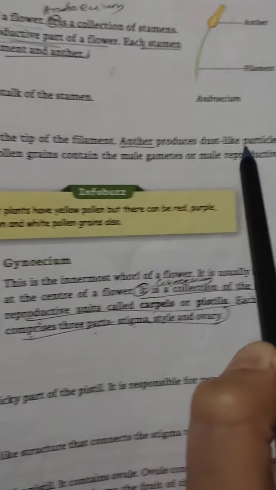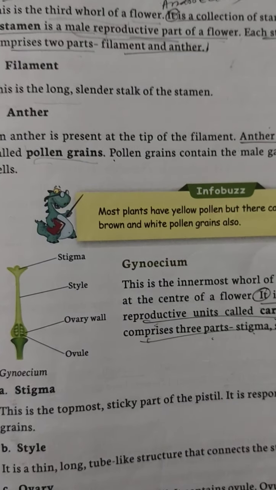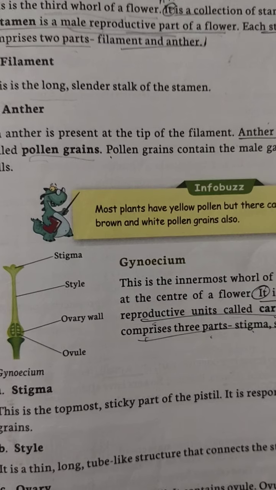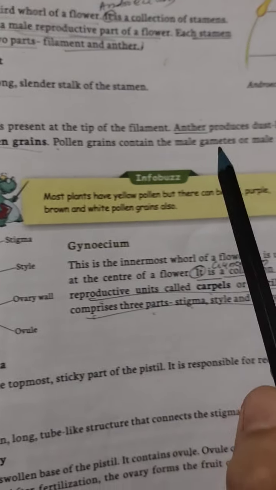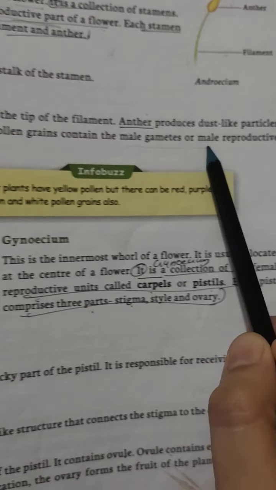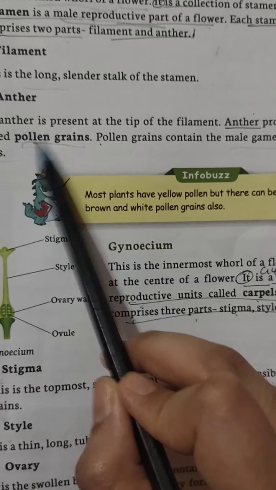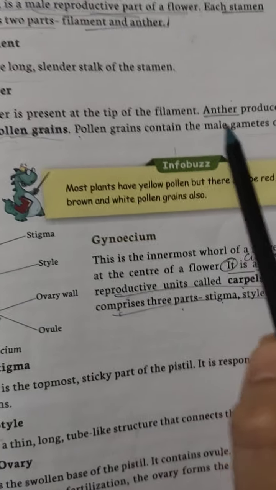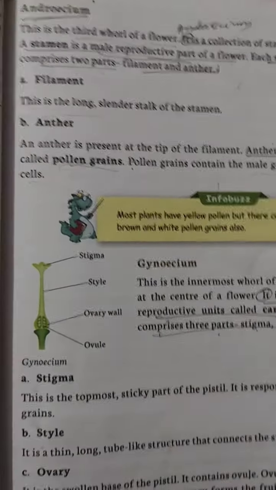Anther produces dust-like particles called pollen grains. Anther क्या produce करता है? Dust जैसे कुछ particles होते हैं जो flower से निकलते हैं, that is called pollen grains. Pollen grains contain the male gametes or the male reproductive cells. And what is the function of pollen grains? Pollen grains have male gametes. Okay, so they help in reproduction.